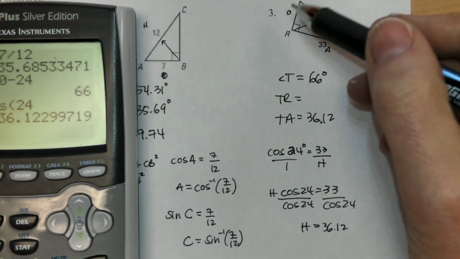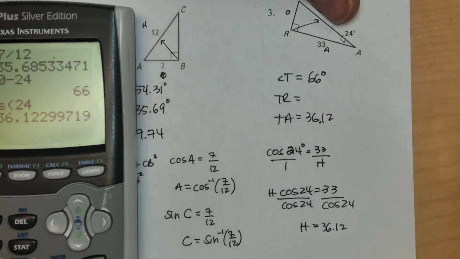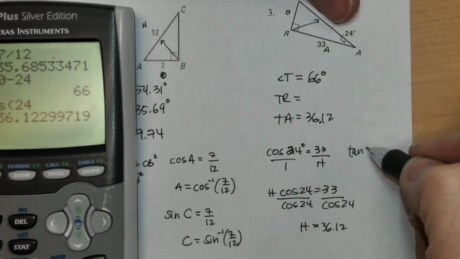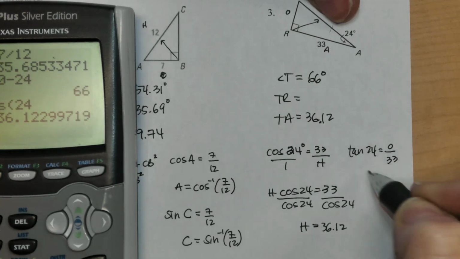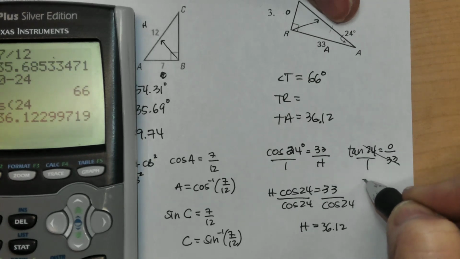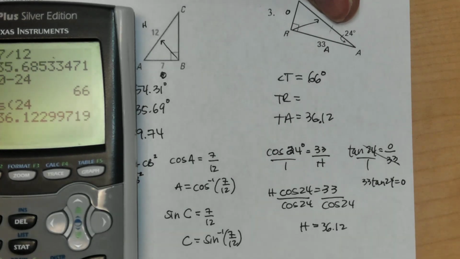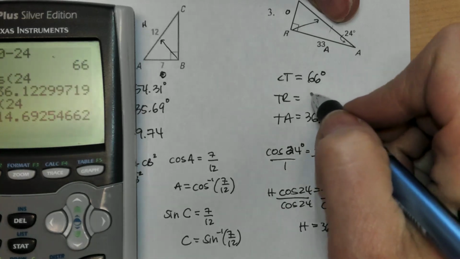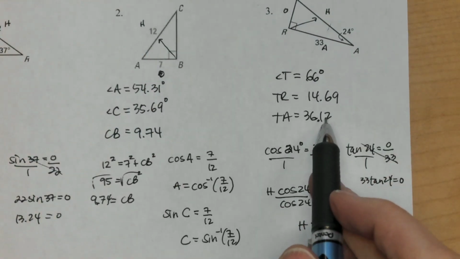Last one is TR, so I'm just going to cover up H for the time being. I have an O and an A, so that's a tan. Tan of 24 equals opposite over adjacent. Put that over 1, and these two just get multiplied. So 33 tan 24 is going to equal our opposite side, and I got about 14.69. And that's a side, so don't put a degree symbol on that.